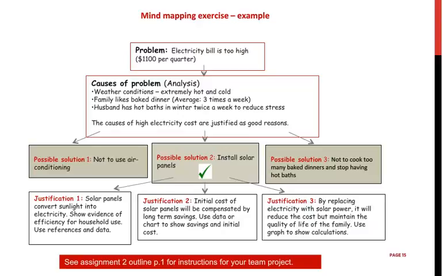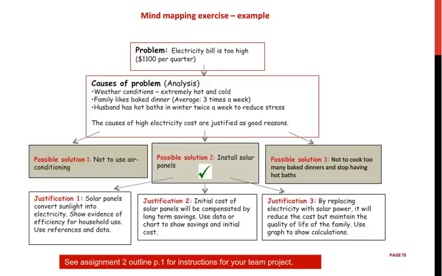Now we have arrows branching off to show the possible solutions that come about after analyzing our problem. Our possible solution 1 is not to use air conditioning. Our possible solution 2 is to install solar panels. And possible solution 3 is not to cook many baked dinners and stop having hot baths. Now we have drawn arrows to possible solution 2 to show that this is the most plausible solution.